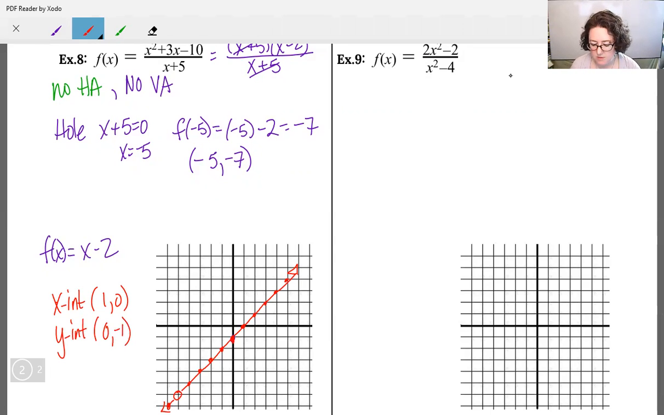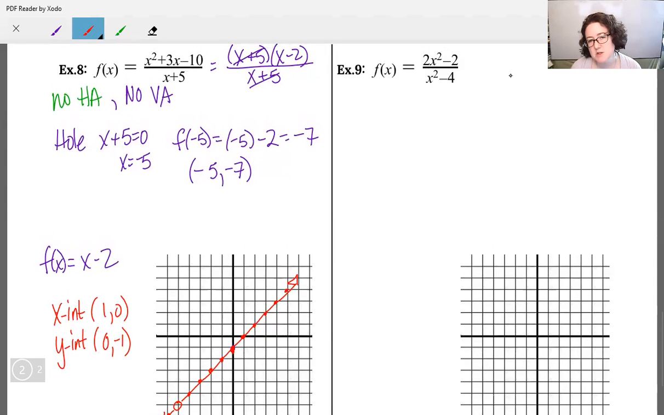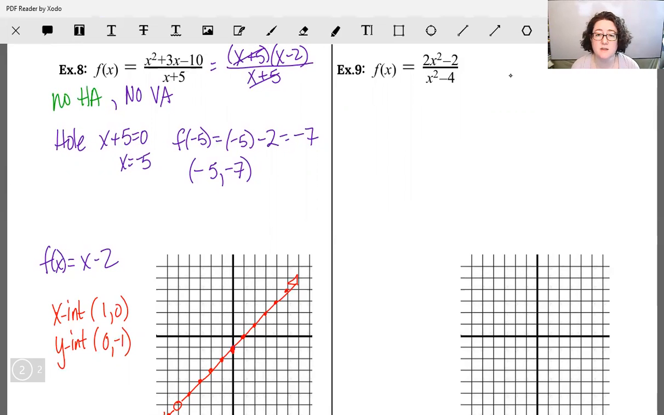Alrighty, last example. So this one does have a rational expression. I can factor the numerator and denominator completely. But first, before I do that, I'm noticing my degree in the numerator and denominator is exactly the same. So I need to look at my coefficients for my horizontal asymptote. Well, my coefficient on the denominator is just a 1. So that means my horizontal asymptote is going to be y equals 2 over 1, otherwise known as 2.